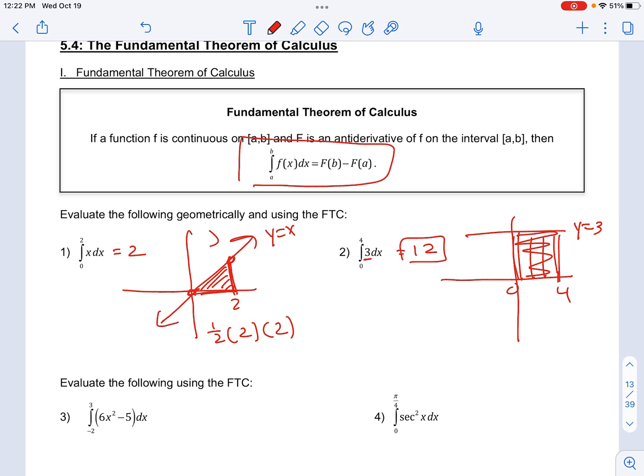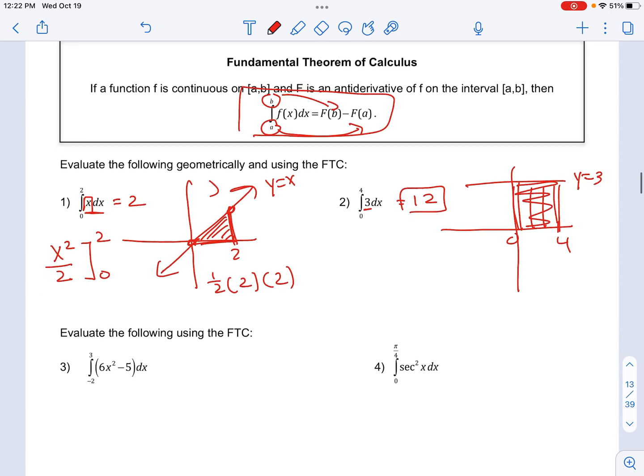It allows us to evaluate a definite integral. So you're going to take the antiderivative of the function. So the antiderivative of x would be x squared over 2. And what the fundamental theorem says is you're going to plug in the upper bound and then subtract off what you get when you plug in the lower bound. So this is our notation, this backwards bracket, or you can just use a straight line.